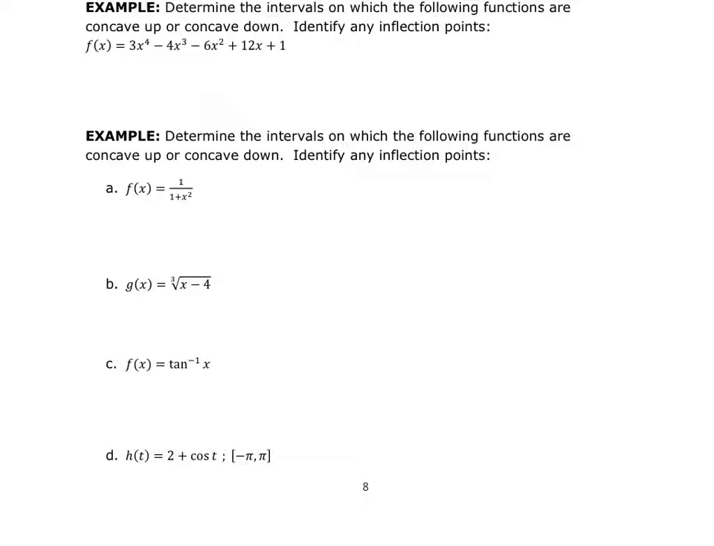Looking for concavity, then what am I chasing, the first or the second derivative? I'm chasing the second derivative. So if I'm chasing the second derivative, I'm going to take a look at D here.